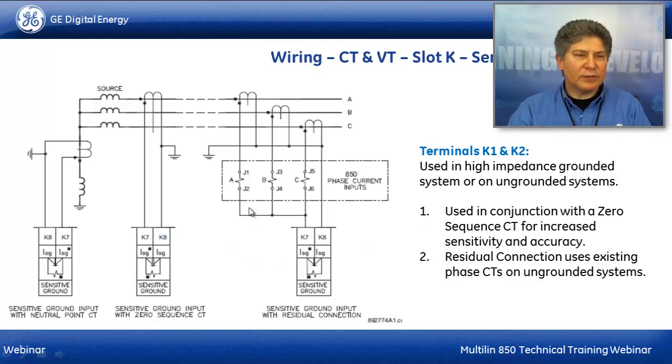The only thing is that if we are using a residual ground, we have to compensate for the inaccuracies of the current transformers. The zero sequence CT is extremely accurate and extremely sensitive, so we have to make sure that we compensate for that as well.